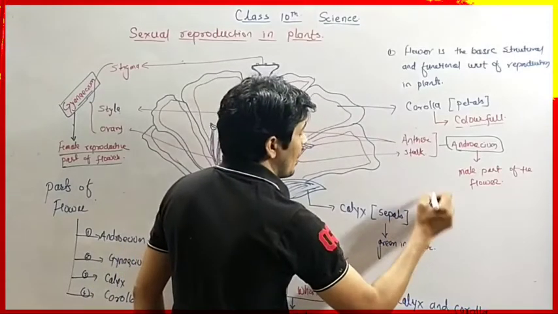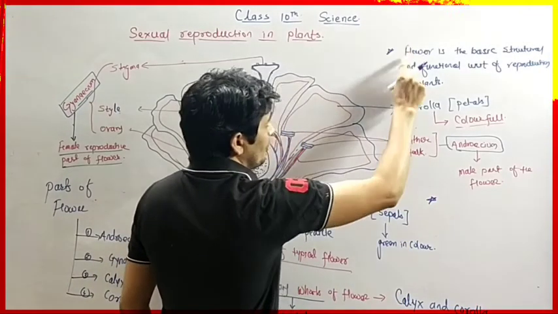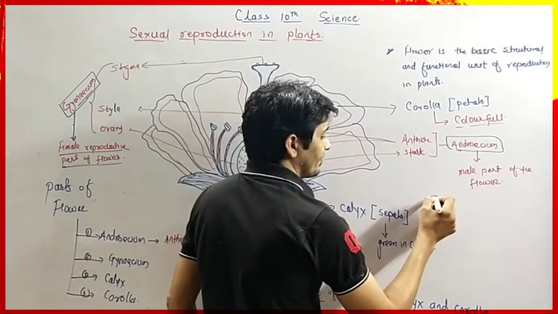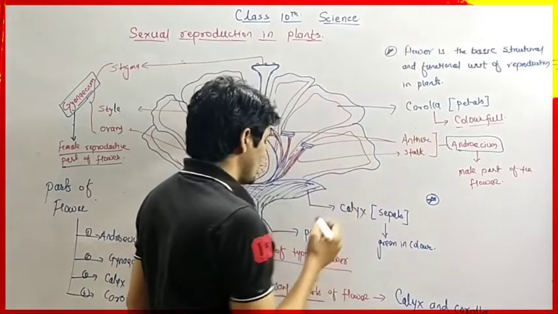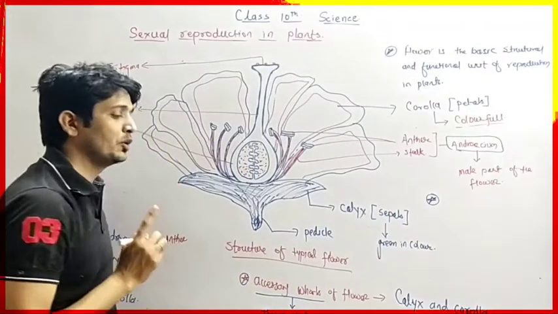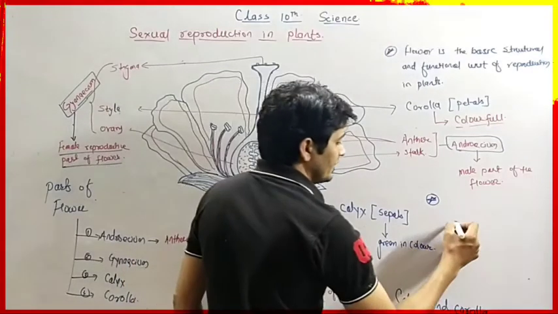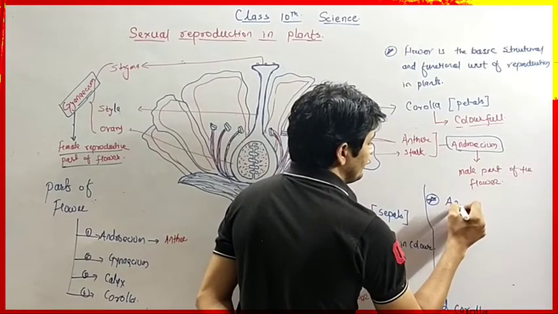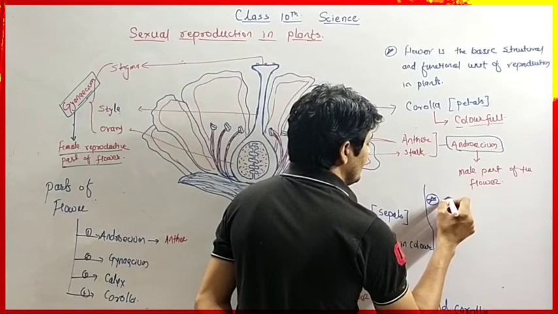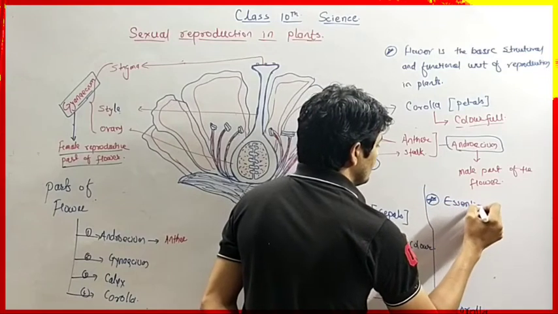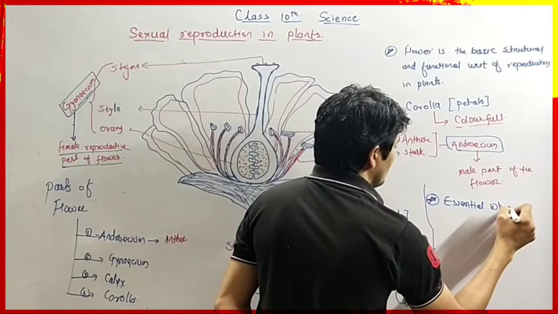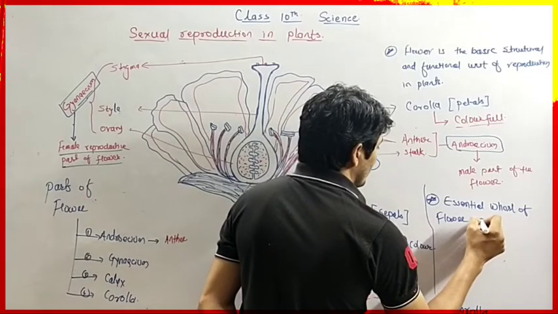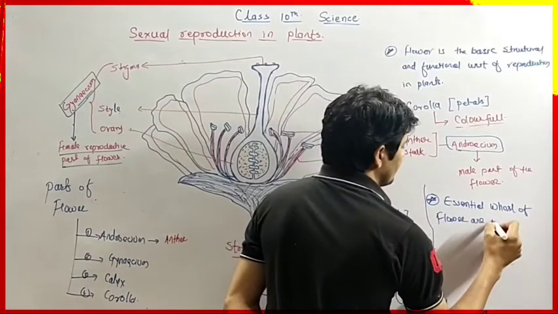See, these star marks are the points that you have to write. First star mark, second star mark, and third star mark. I am rounding off the star marks so that you can understand easily, and you have to write also. Next star mark, I am writing here: androecium and gynoecium are the essential whorls of the flower.